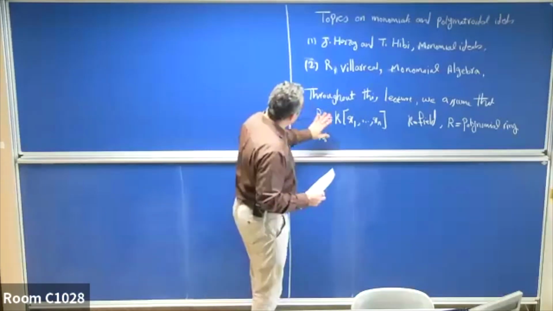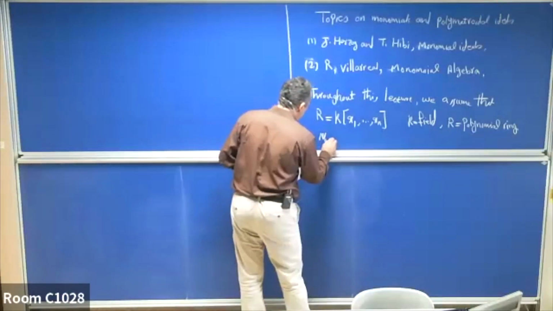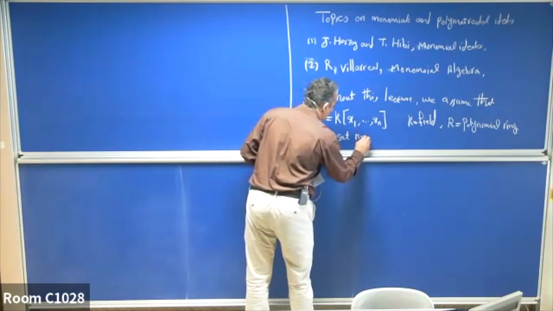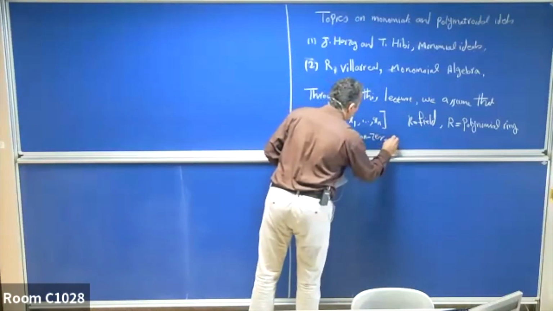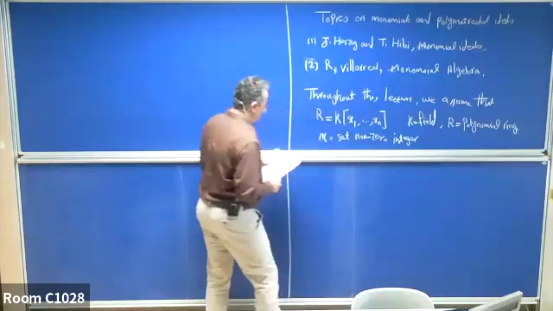Just a question: is there any restriction on the base field, on the characteristic of the base field, or not? A priori, no restriction on the characteristic of the field. No, K is any field. Any field, okay. And N0 is the set of non-negative integers.